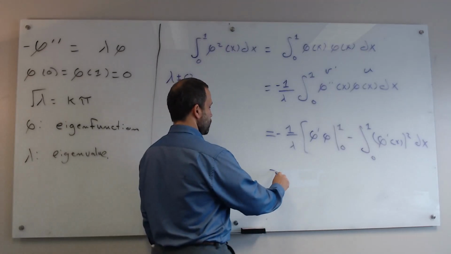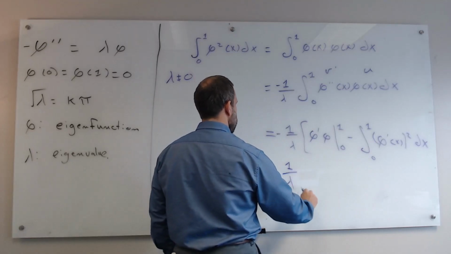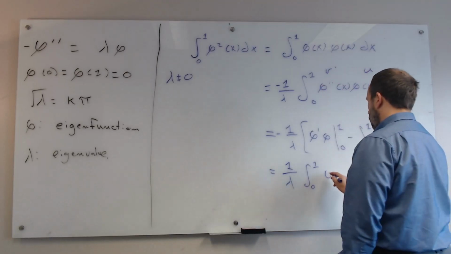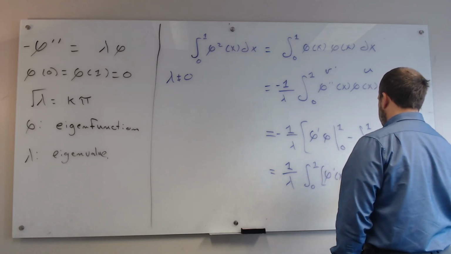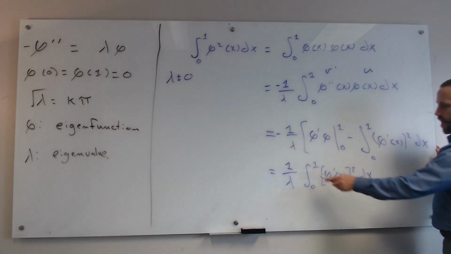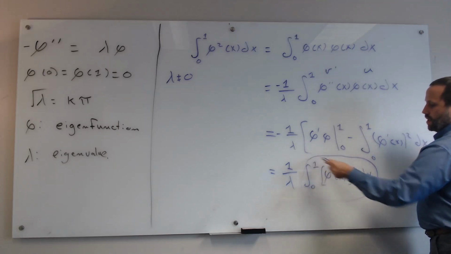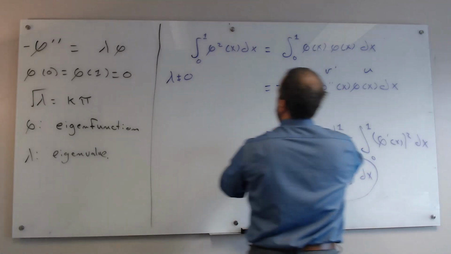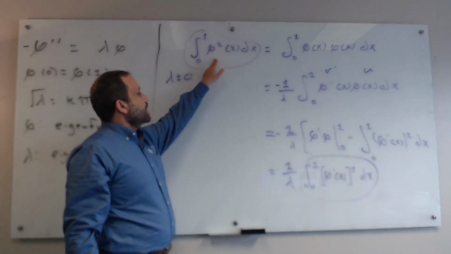And so now what we're left with is minus 1 over lambda times minus gives us 1 over lambda times the integral from 0 to 1 of phi prime of x, this whole thing squared, dx. Okay, so what do I have on the right-hand side? I have this integral, and this integral here is non-negative. Okay, now I know this is actually positive.